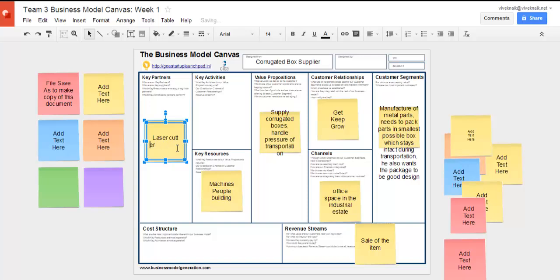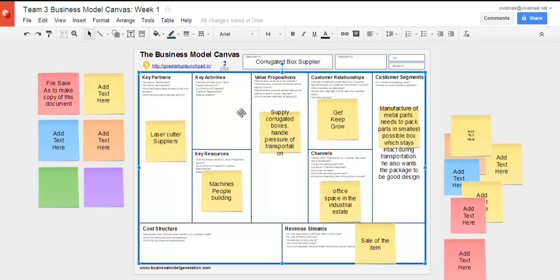What other partners could be there for your business? It could be your suppliers of the raw material. Could be some other person who helps you with your business, or financing your business, or managing your process, or whatever is required to make it easier or unique. So that's where all the key partners go in.